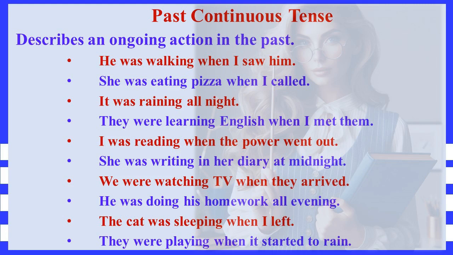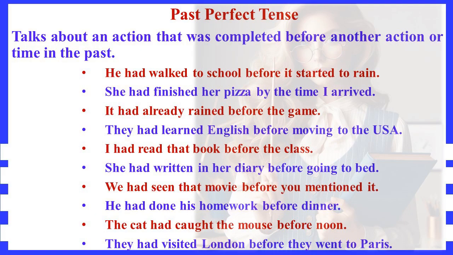We were watching TV when they arrived. He was doing his homework all evening. The cat was sleeping when I left. They were playing when it started to rain. Past perfect tense. Talks about an action that was completed before another action or time in the past.